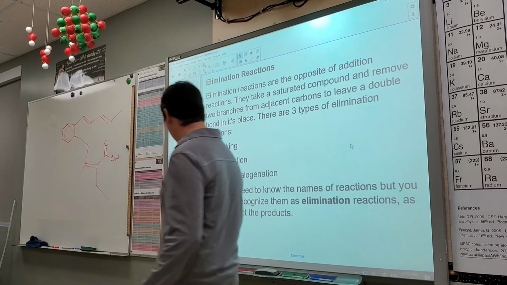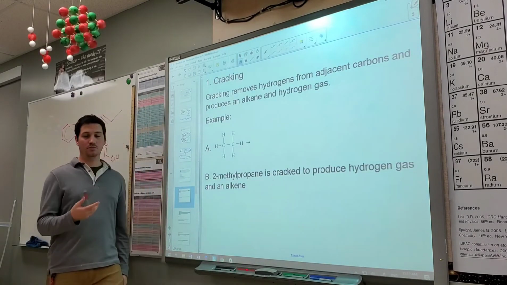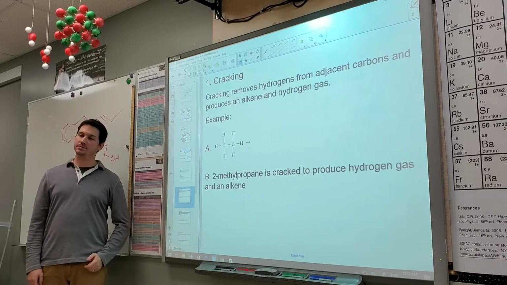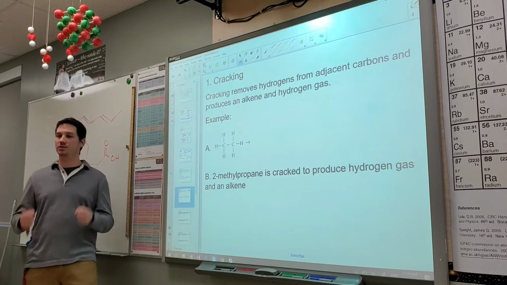Are we ever going to be dealing with something like spectator ions? Spectator ions don't react. They're bouncing around, but they're not actually doing anything.